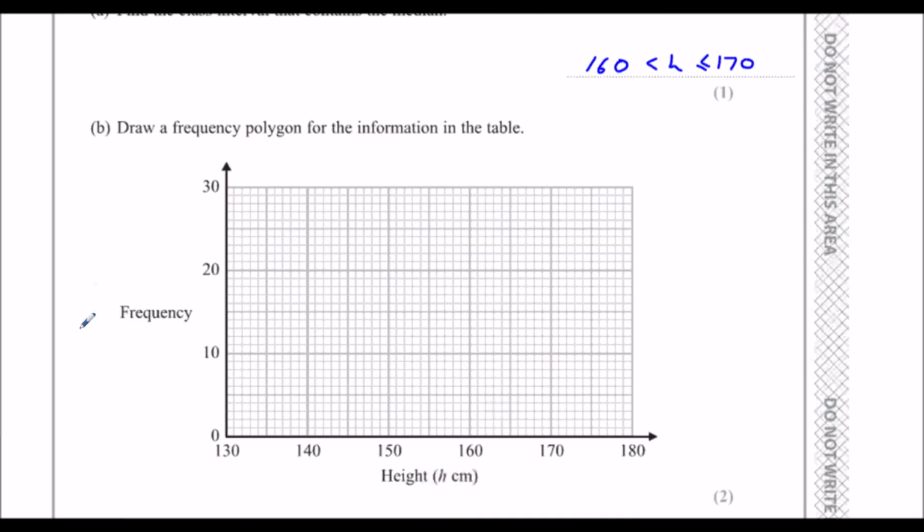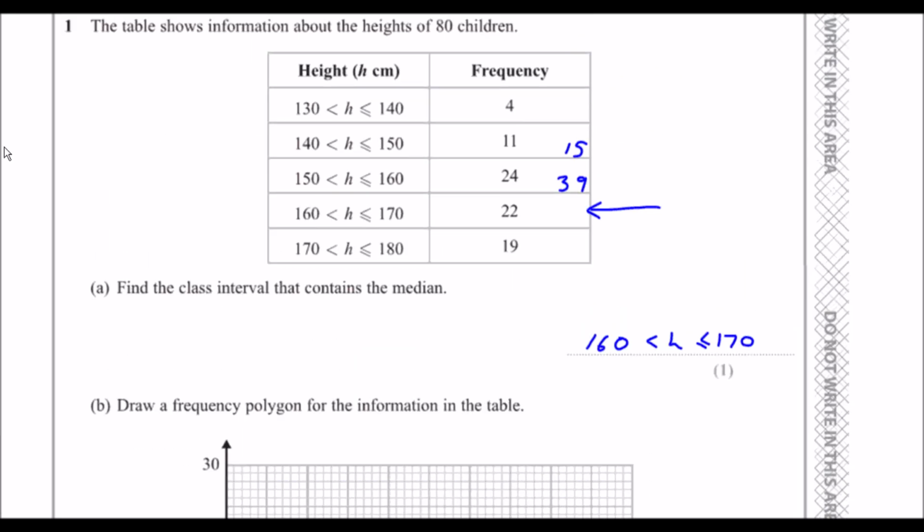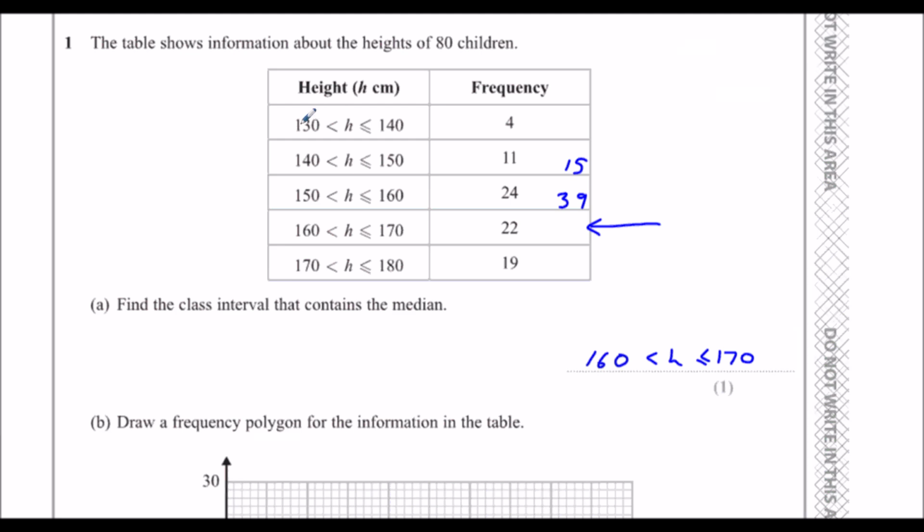Part B, draw a frequency polygon for the information in the table. With a frequency polygon, we plot the midpoint against the frequency. The midpoint for 130 to 140, halfway between 130 and 140, is 135. Halfway between 140 and 150 is 145. And then we have 155, 165, and 175.